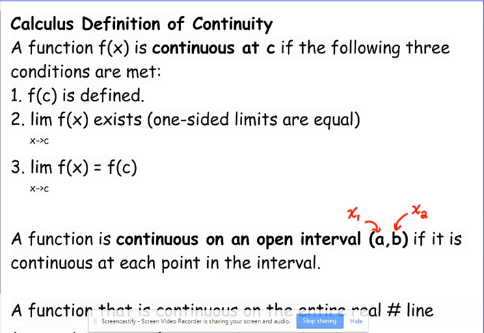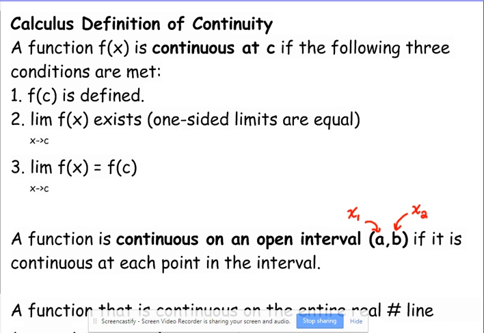Condition number 2, the limit as you approach c of f of x exists. Well, in order for that limit to exist, the one-sided limits have to equal the same thing. So you have to show testing the one-sided limits. And then the third condition, to be continuous, is that that two-sided limit has to equal the value of the function at that point.